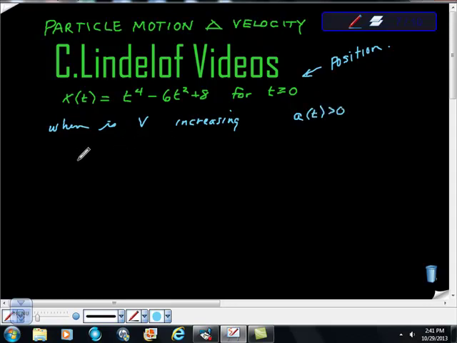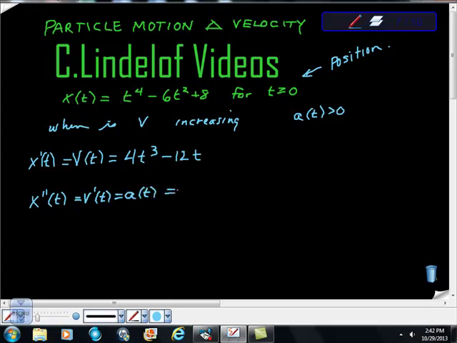So all I'm going to do here is start taking derivatives. The velocity, v of t, is the same as x prime of t, which is equal to 4t cubed minus 12t. That's all well and good, but we're interested in acceleration. So we know that the second derivative of position, which is the first derivative of velocity, is acceleration at any time. I'm going to take this derivative, which gives us 12t squared minus 12. Pretty good, right?